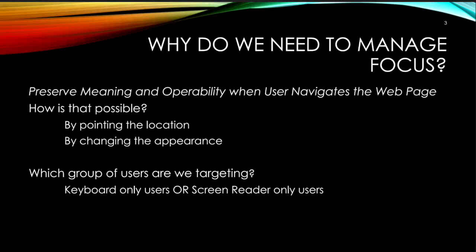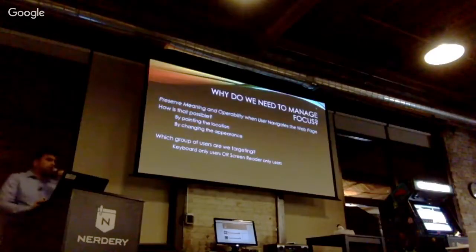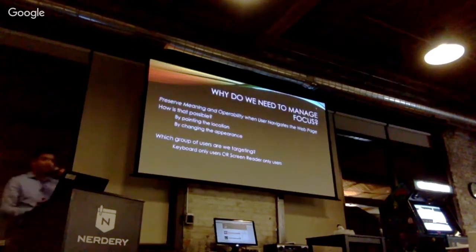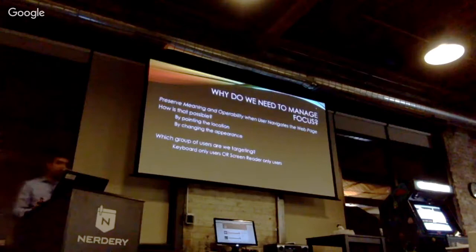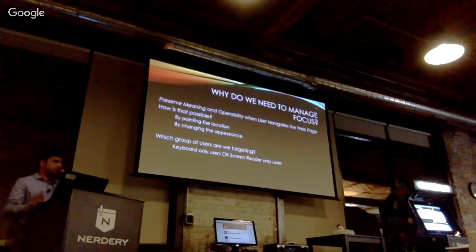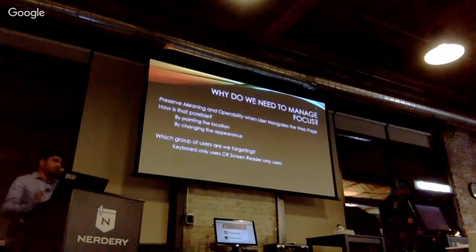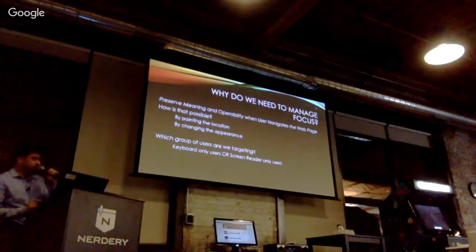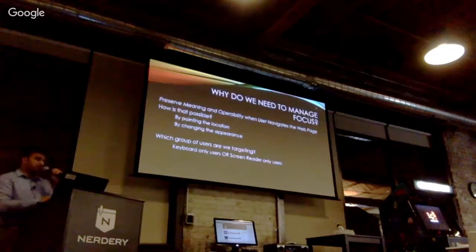Key point: which group of users are we targeting? Keyboard only users or screen reader only users? Keyboard only, like I said, are people who cannot use a mouse, or who don't want to use a mouse, or who don't have a mouse, whatever. Or screen reader only users. Screen reader only users are mostly people without sight, who can only hear, because a screen reader is mostly for hearing, kind of. At least that's what I saw so far. I mean, not necessarily that, but screen reader only users. Those are our target users here.